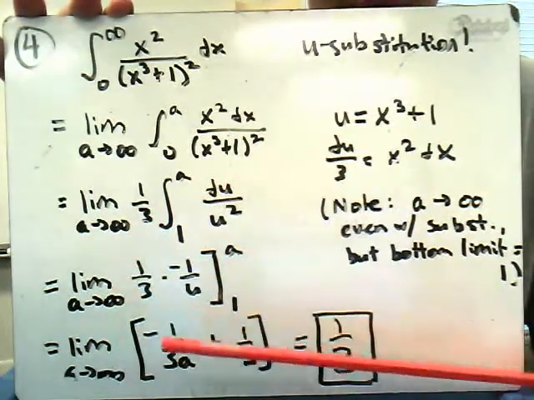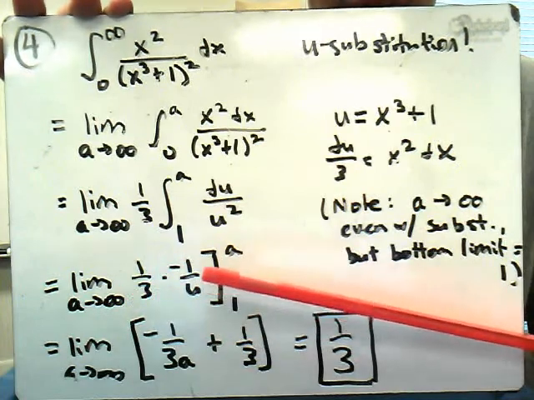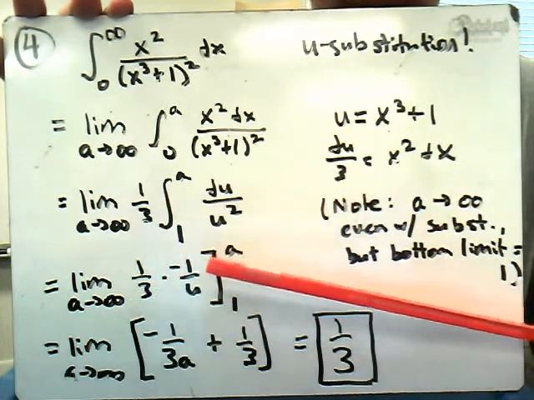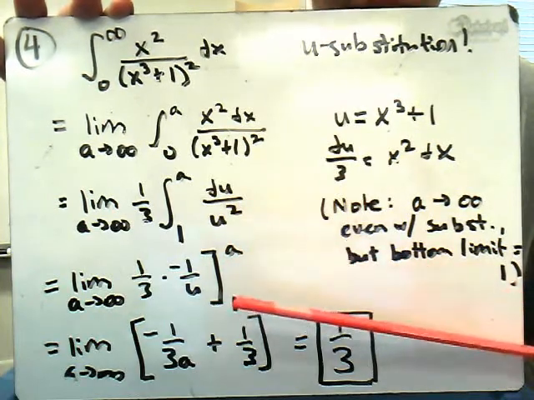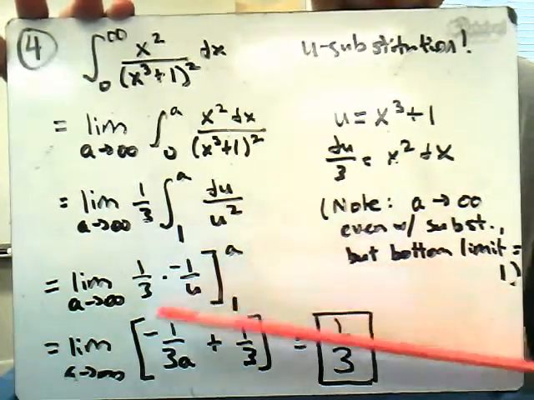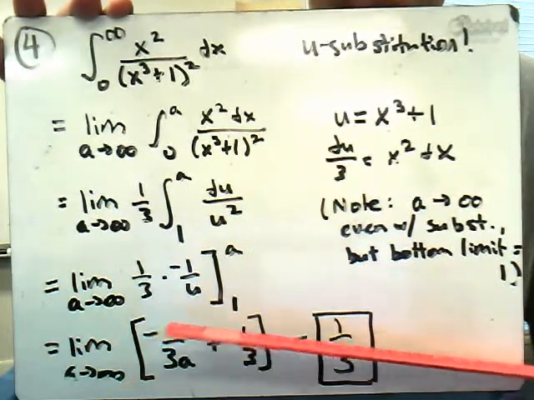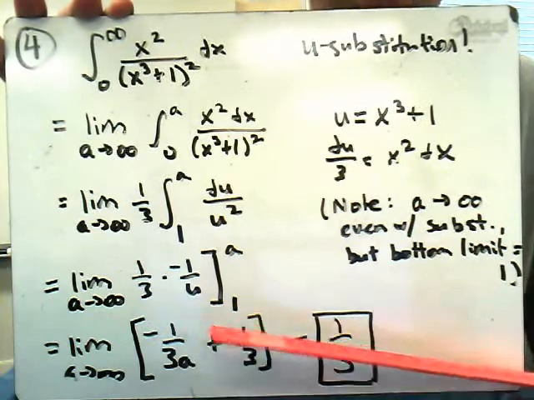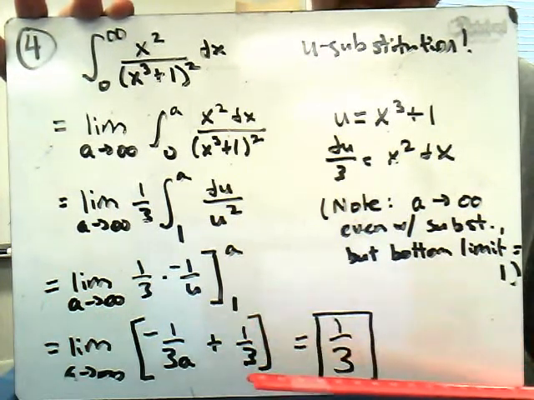Okay, so now we evaluate our limit. The limit as a goes to infinity of 1/3 times negative 1 over u, since negative 1 over u is the antiderivative of 1 over u squared, as we go from 1 to a. Plugging in our values, we get the limit as a goes to infinity of negative 1 over 3a minus a minus will give us a plus 1/3.